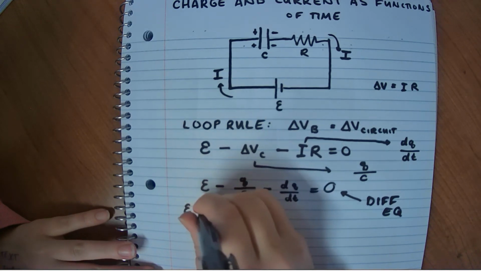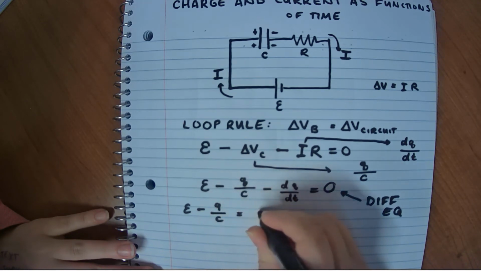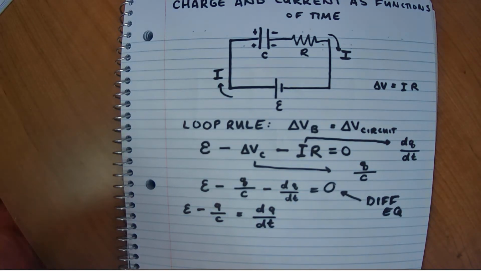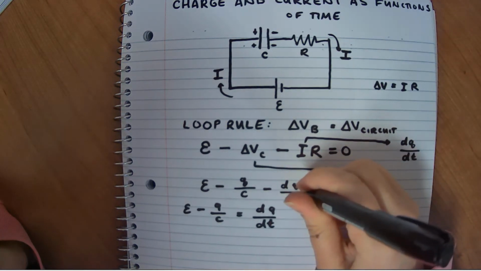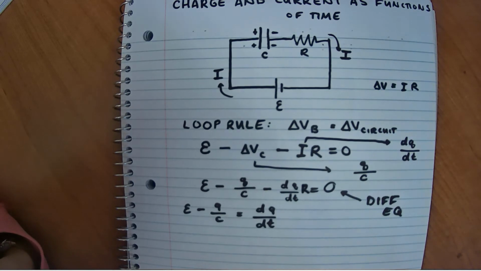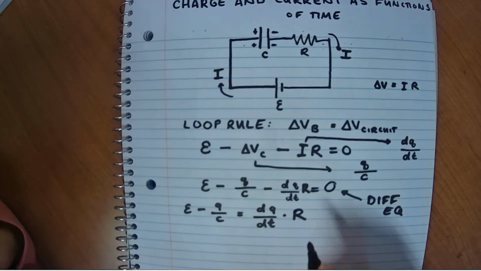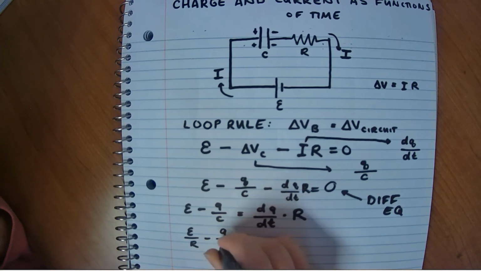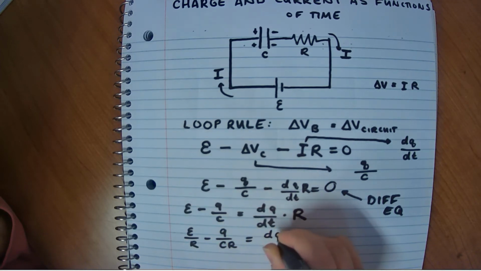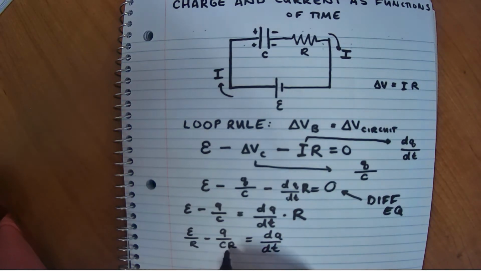So we can bring dq over dt to this side. Oh, I apologize. I left out the R here. This needs to be multiplied by R. I knew something looked wrong. So then we can divide both sides by R. And then we can combine these fractions.